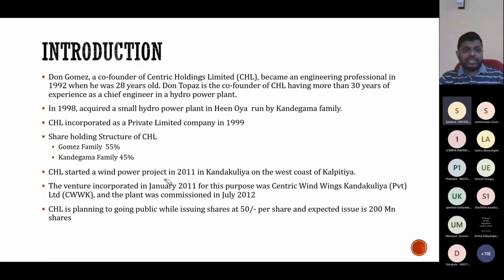The venture was incorporated in January 2011 for the purpose of Centric Wind Wings Conduct Private Limited, CWWK, and the plant was commissioned in July 2012. They have given some important information about this power plant. Guys, is it okay? I'm summarizing the content, the entire pre-sale. Then some areas may be helpful, you can write down your own notes.